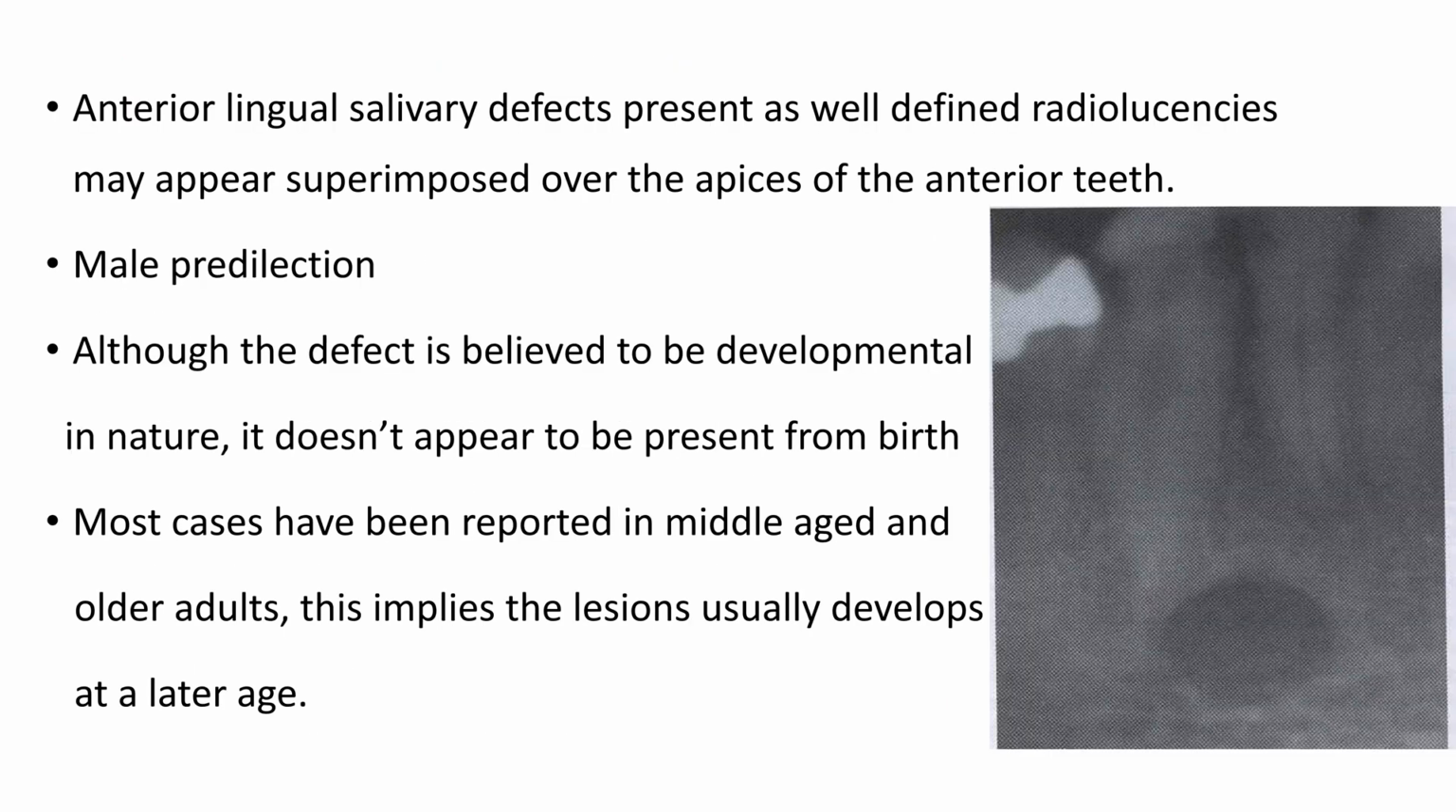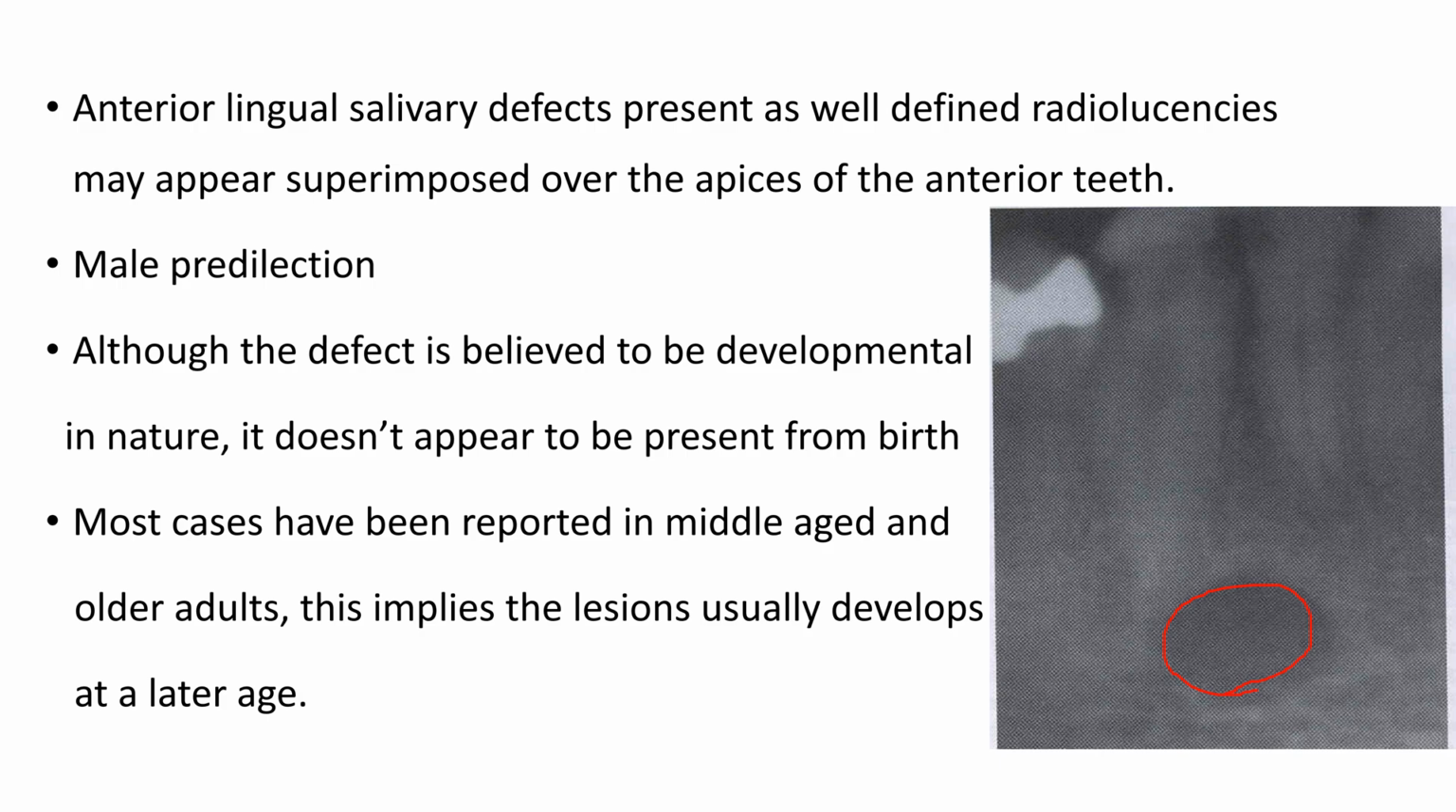In the last slide, I discussed the posterior lingual defect. In this slide, I will discuss the anterior lingual defect. Anterior lingual salivary defects present as well-defined radiolucencies superimposed over the apex of the anterior teeth. This is the anterior area, and there is a radiolucency below the apex of the anterior teeth. This is the anterior lingual salivary defect, and it has a male predilection. Posterior Stafne defects are not rare; they have been reported in 0.3% of panoramic radiographs.